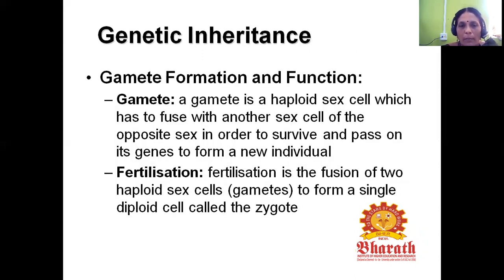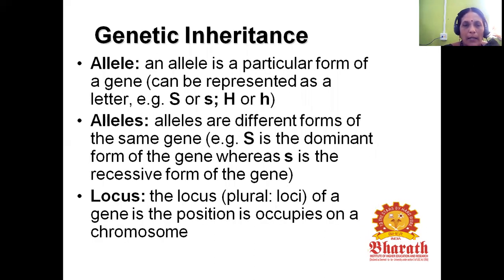Then, gamete formation and function. What is a gamete? A gamete is a haploid sex cell which has to fuse with another sex cell of the opposite sex in order to survive and pass on its genes to form a new individual. Fertilization is the fusion of two haploid cells to form a single diploid cell called the zygote.